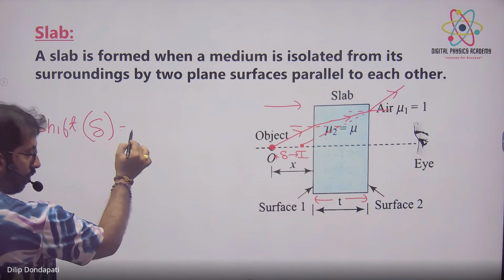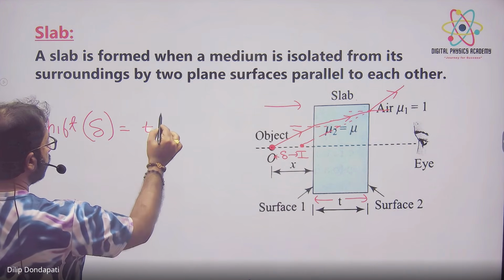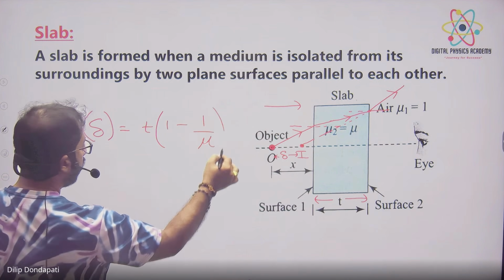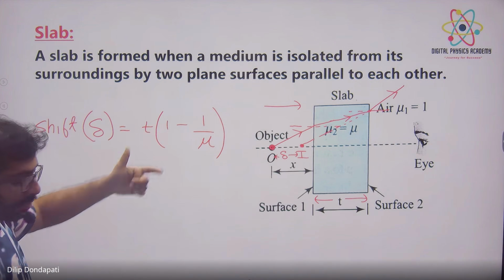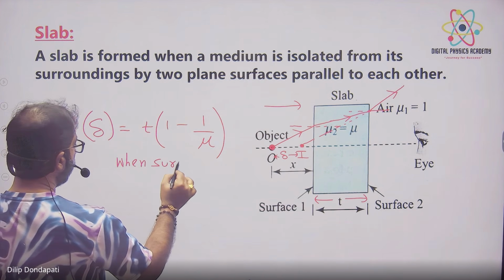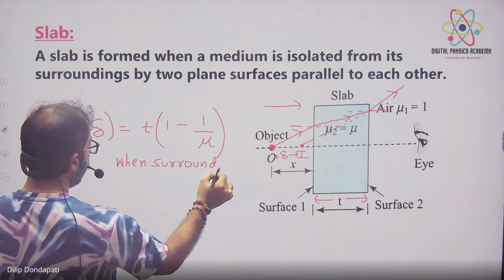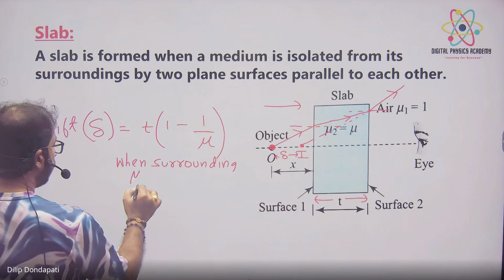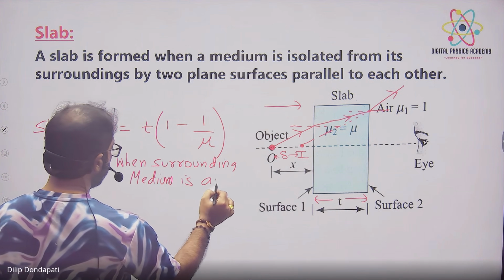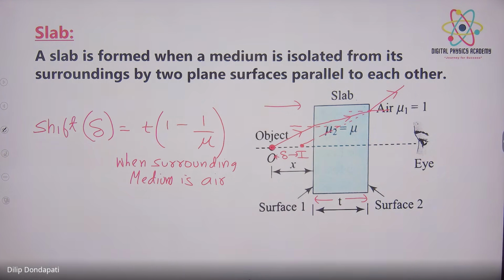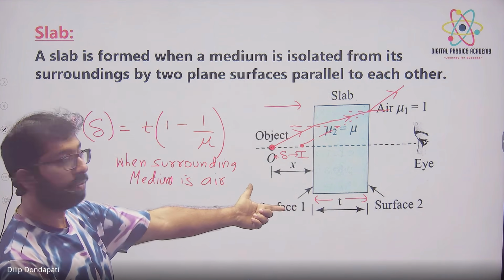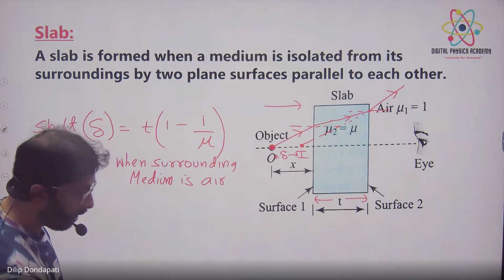Delta is equal to T times (1 minus 1 by mu). This is the formula, and this holds when the surrounding medium is air. So the formula for the shift, where T is the thickness of the slab, is T into (1 minus 1 by mu).